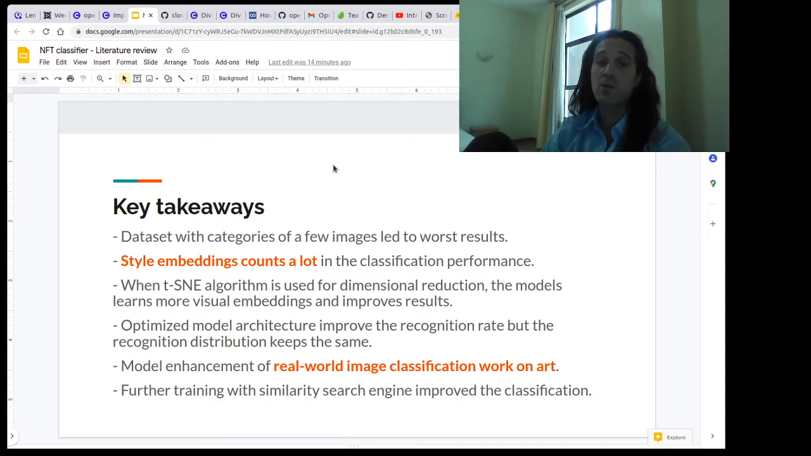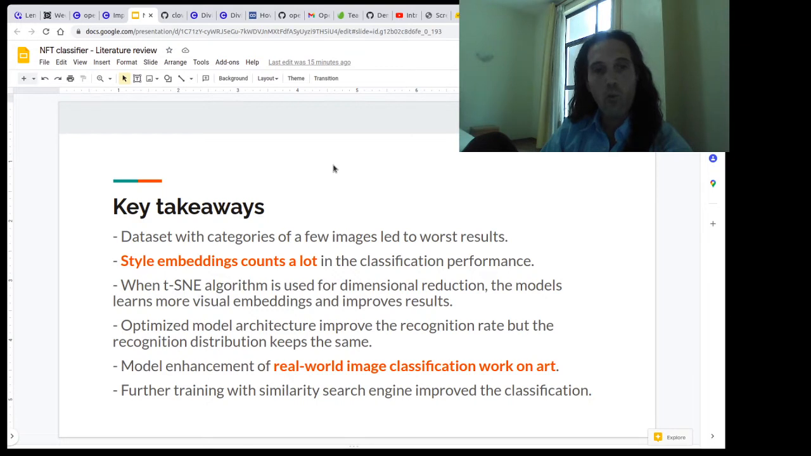Optimized model architecture improves the recognition rate, but the recognition distribution stays the same, which means that models are improving their ability to detect which painting is newly presented to them, but they keep struggling with styles or artists that are not well defined, maybe because they used different styles in their life, or because their style overlaps with another similar painting style.